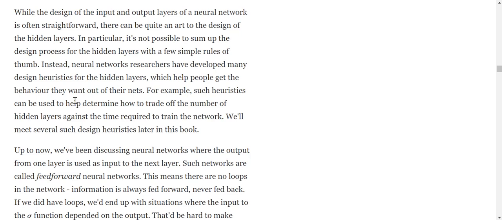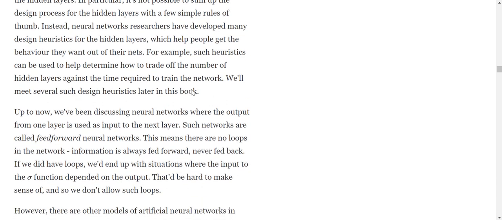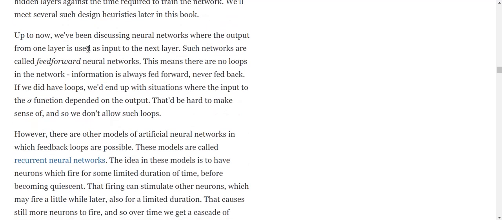For example, such heuristics can be used to determine how to trade off the number of hidden layers against the time required to train the network. We'll meet several such design heuristics later in the book. So you might reasonably guess that deeper networks would get into more problems. They would take longer to train, and more computational power as well.